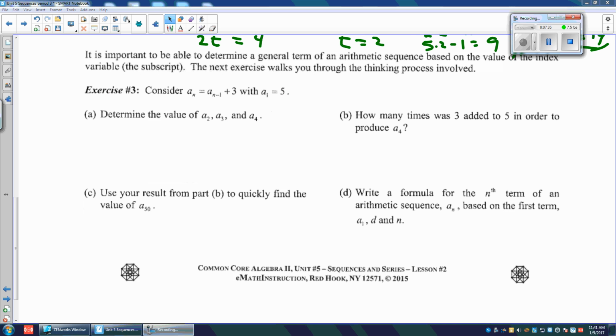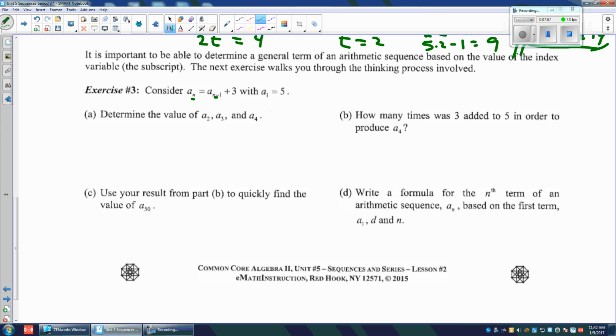You have to remember not to get too deep into some problems, because we could have found an equation for it and then found the 4th term. Let's just answer the question they ask us to. It's important to be able to determine the general term of an arithmetic sequence based on the value of the index, the variable, the subscript. In other words, this is the n right there, and the n minus 1.